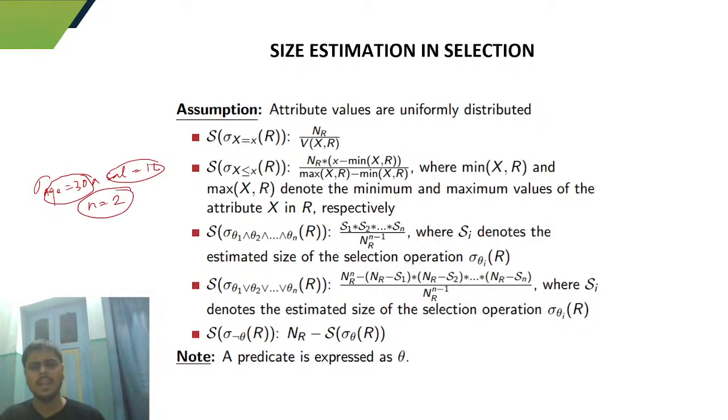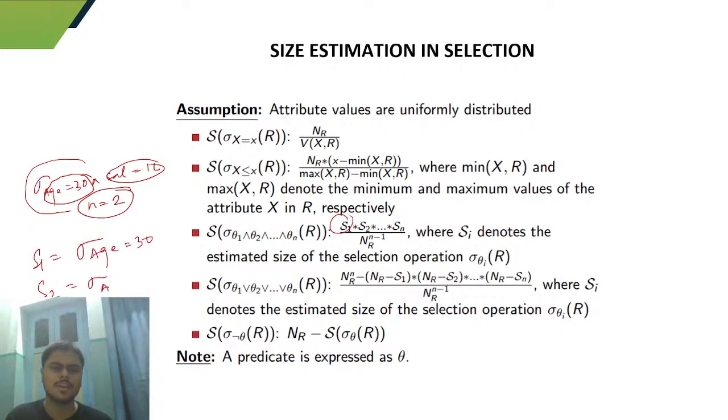Okay. And what is S1? S1 is the cost of finding out the age equals 30, so S1 is nothing but sigma of age equals 30. And what is S2? It is nothing but sigma of salary equals 1 lakh. So you need to find out these two, multiply the size of each of them, and then divide by the number of tuples to the power 2 minus 1. That is S1 into S2 divided by N. So this is your answer.